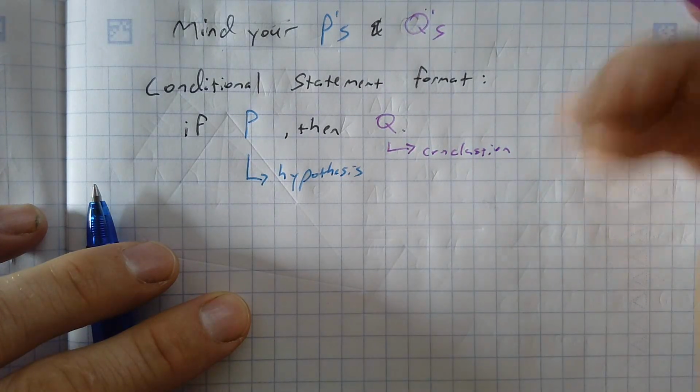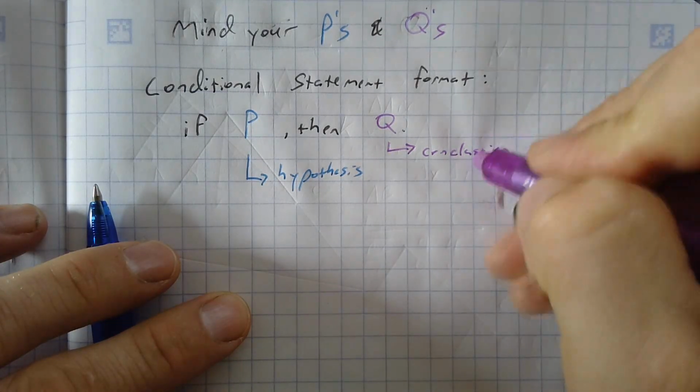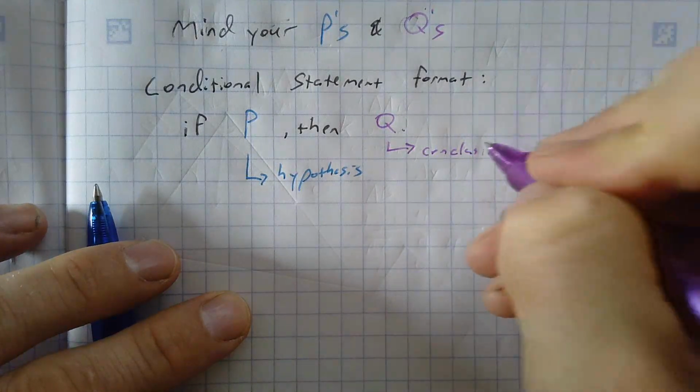All right, now we can conclusion. All right, yeah, that's good enough. Conclude. No T in conclusion.